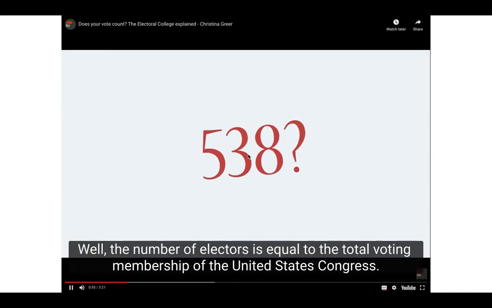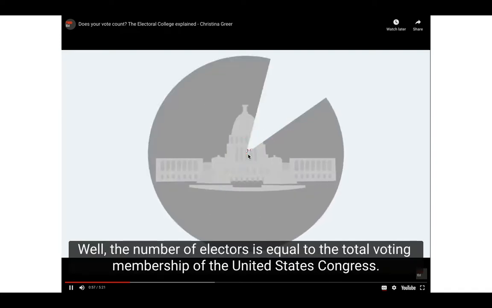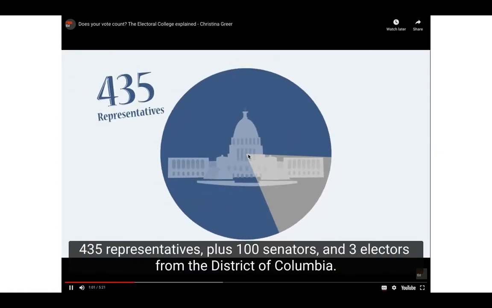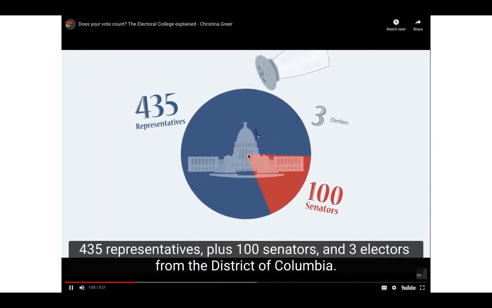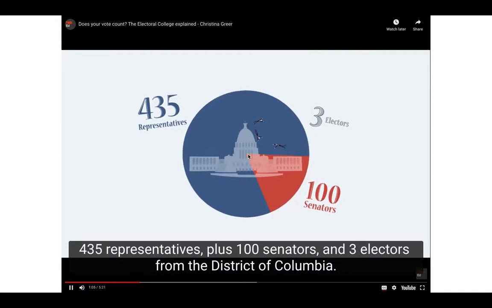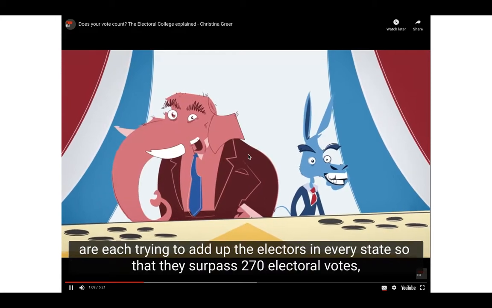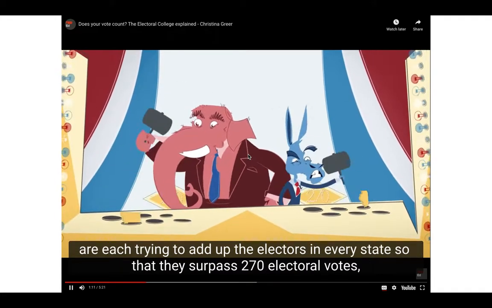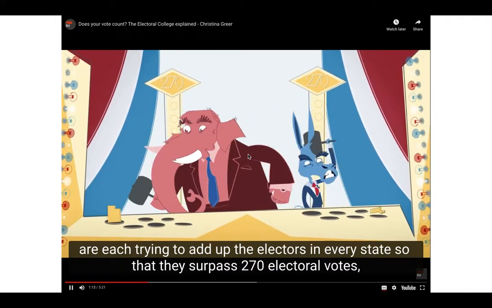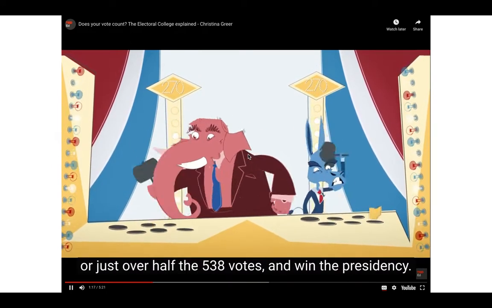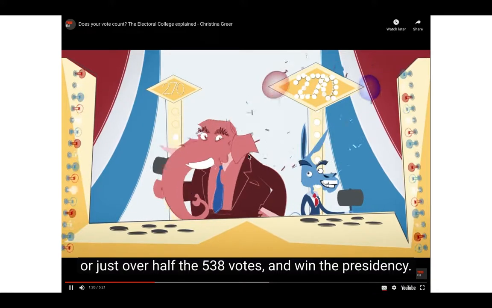Well, the number of electors is equal to the total voting membership of the United States Congress: 435 representatives plus 100 senators and 3 electors from the District of Columbia. Essentially, the Democratic candidate and Republican candidate are each trying to add up the electors in every state so that they surpass 270 electoral votes, or just over half of 538 votes, and win the presidency.